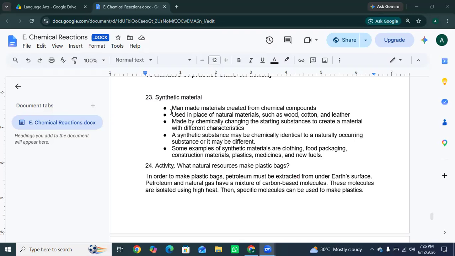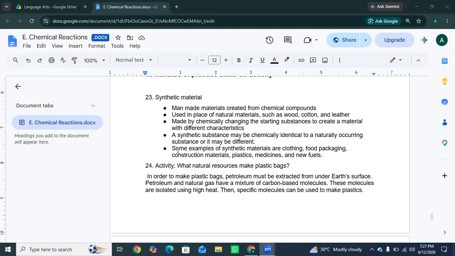So basically we use them instead of natural items like wood, cotton, and leather because they can be cheaper, stronger, or last longer. And how are they made? Scientists take natural ingredients and chemically change them. This gives the final product completely new characteristics, like hard plastic. A synthetic substance may be chemically identical to a naturally occurring substance or it may be different. Some examples of synthetic materials are clothing, food packaging, construction materials, plastic, medicines, and new fuels.